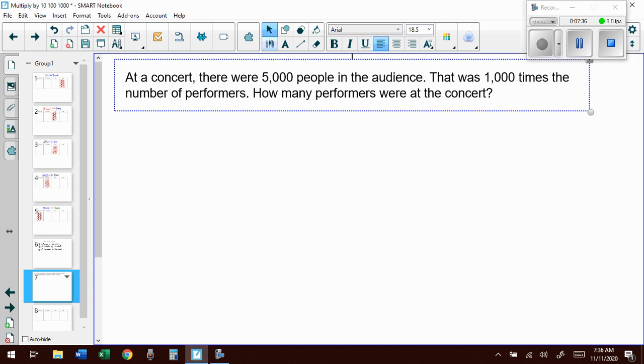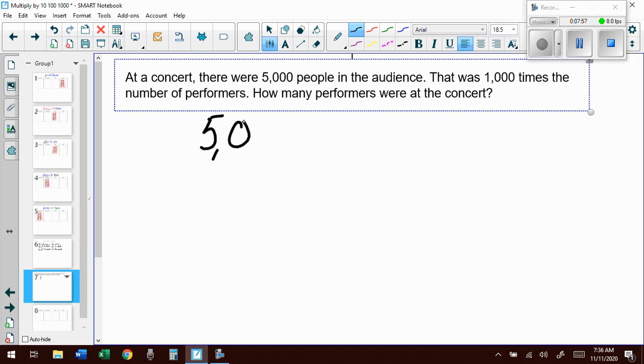Woo! At a concert, there were 5,000 people in the audience. That was 1,000 times the number of performers. How many performers were at the concert? So I know that at this concert, there were 5,000 people in the audience.